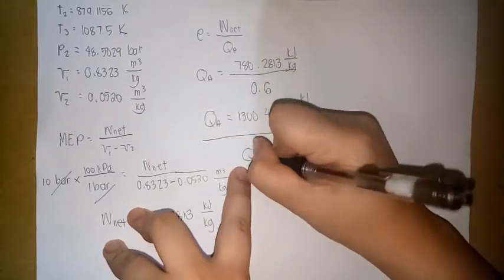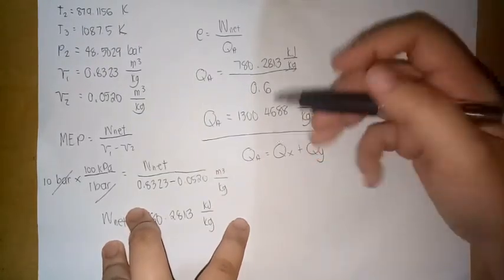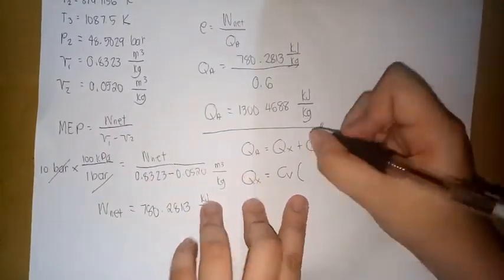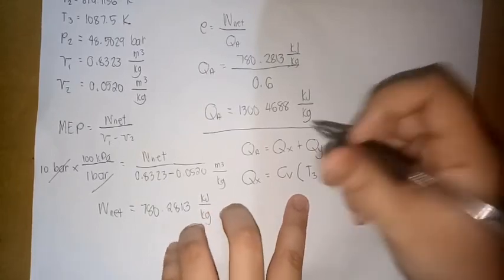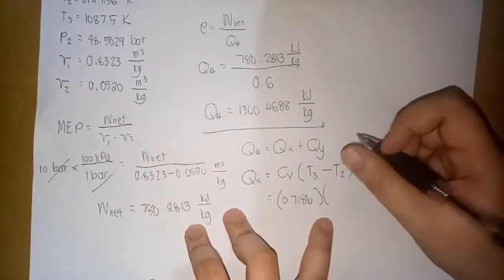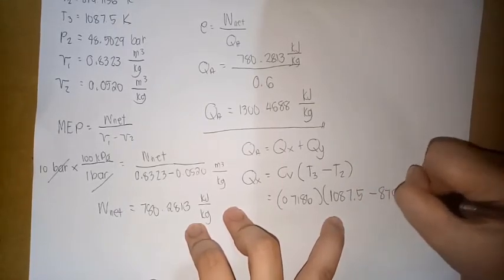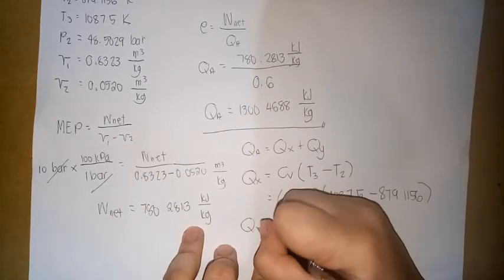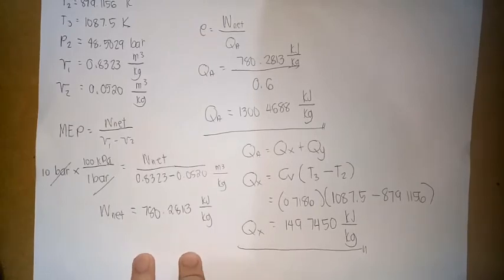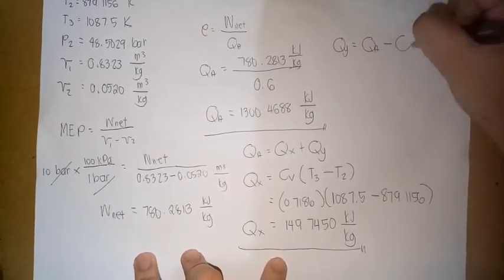Now, ano nang sunod natin gagawin? Solve natin si QY. Diba QA is equal to QX plus QY. So, para ma-solve natin si QY, kailangan natin ng QX. And QX is CV, dahil wala naman tayong mass, kaya CV na lang, times T3 minus T2. Then, substitute. CV is 0.7186. T3 is, ilan pa si T3? T3, 1087.5 Kelvin minus T2, 879.1156 Kelvin. So, QX in kilojoules per kilogram is 149.745 kilojoules per kilogram.